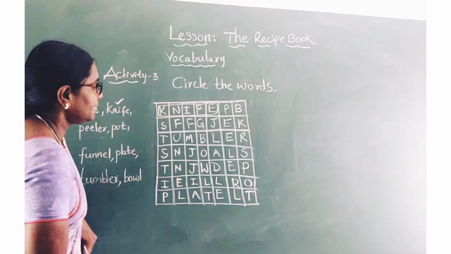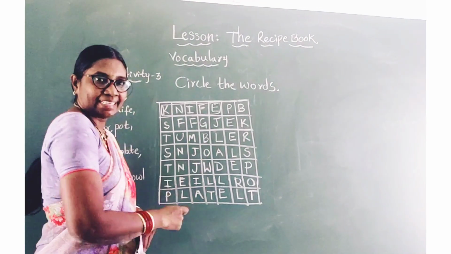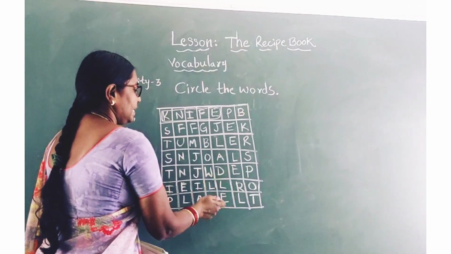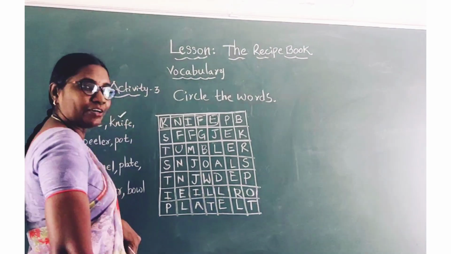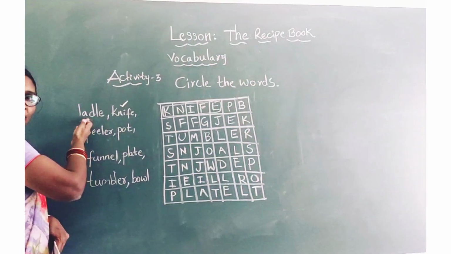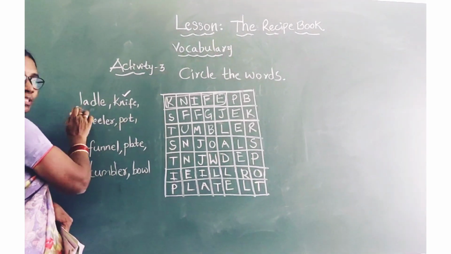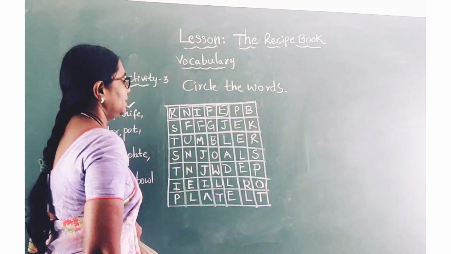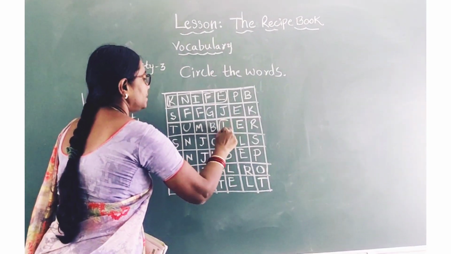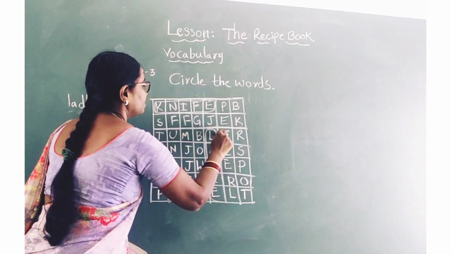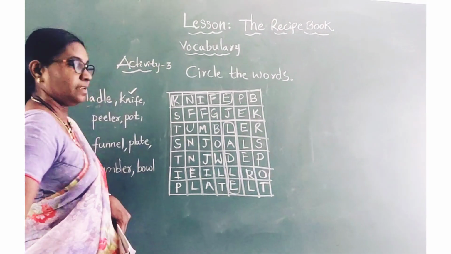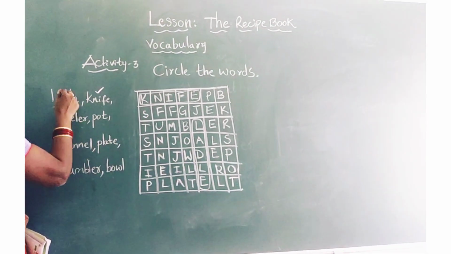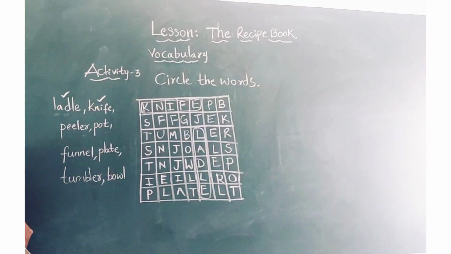Ladle. Let us check. Where is ladle? Yes, Raju, you are right. L-A-D-L-E. We got this word, because they have already given the clue here. So these are the hint words for us to fill the circle. So ladle, I am circling. Like this. You have to do it like this, okay? So we have finished the ladle.